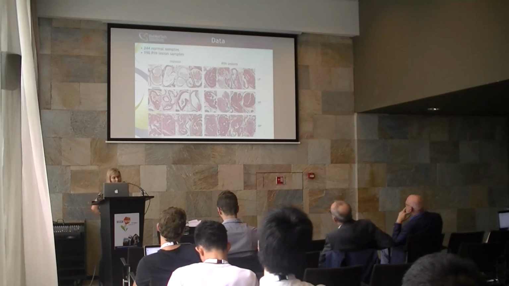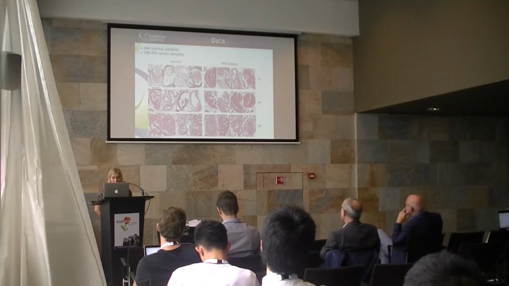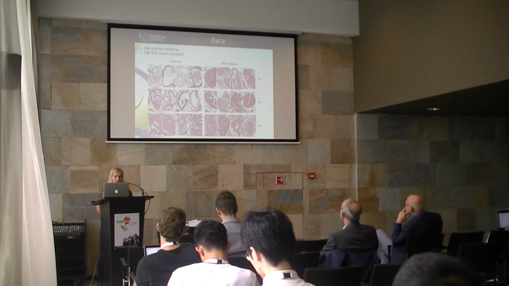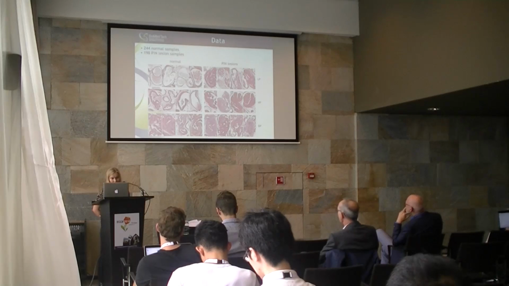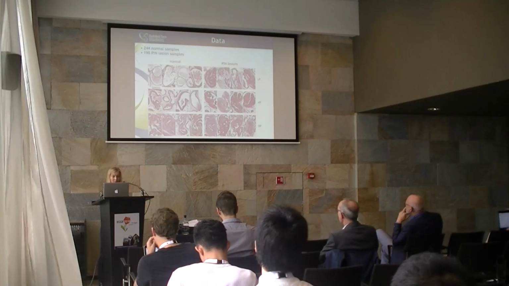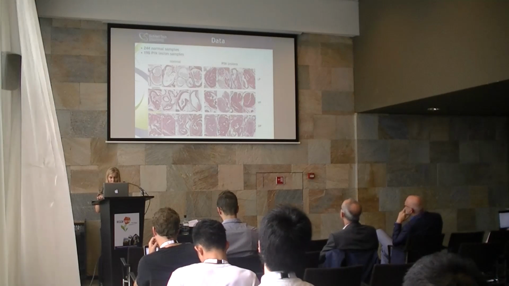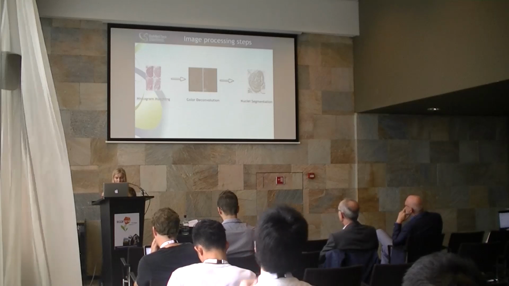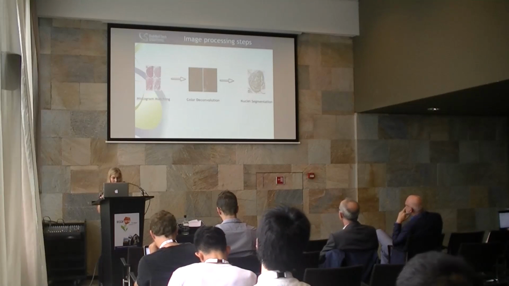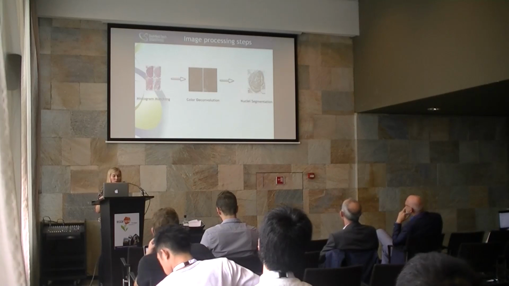In this dataset, we had normal tissue samples and these PIN lesion samples from all the different sides: lateral, ventral, and dorsal. In total, we had 244 normal samples and 198 PIN lesion samples. So here are the main image processing steps that we used. We did histogram matching, color deconvolution, and nuclei segmentation.